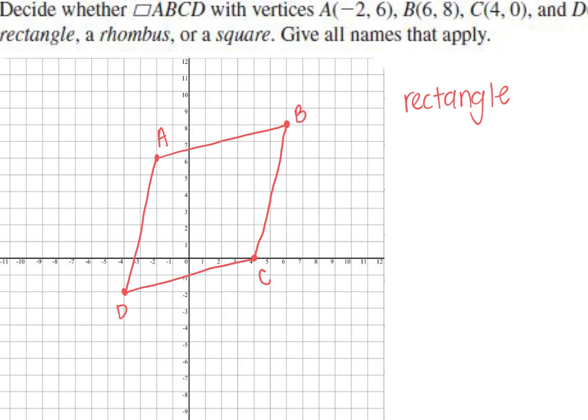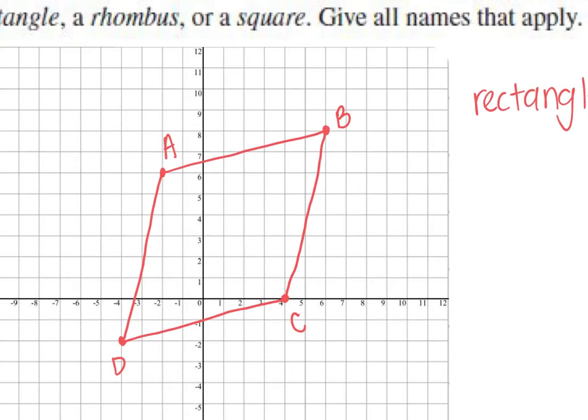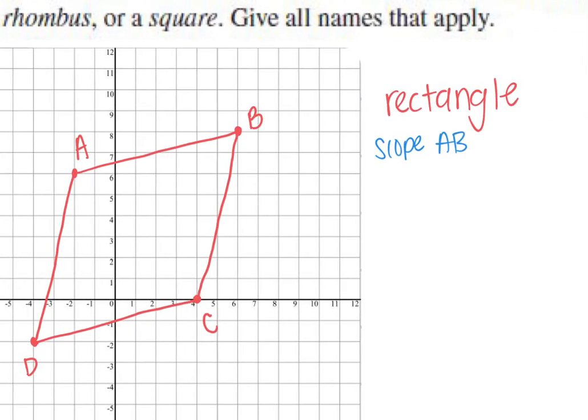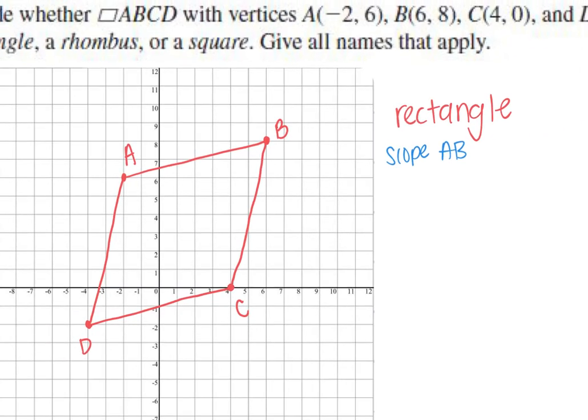What do we know about two lines that intersect if their angle is 90 degrees? We have a word for it. Perpendicular. So we're going to look at the slopes and see if those slopes are perpendicular to each other. So let's look at the slope of AB. And I just picked AB out of a hat. You could have picked any side. All right, so what is the slope of AB?